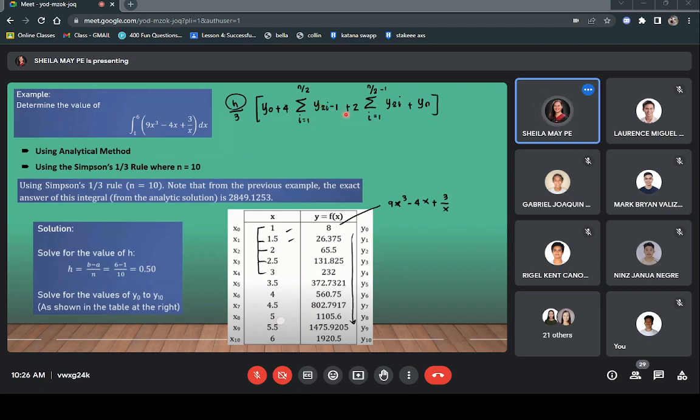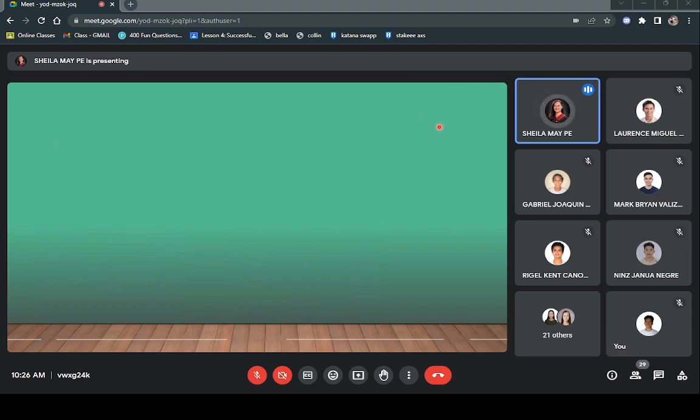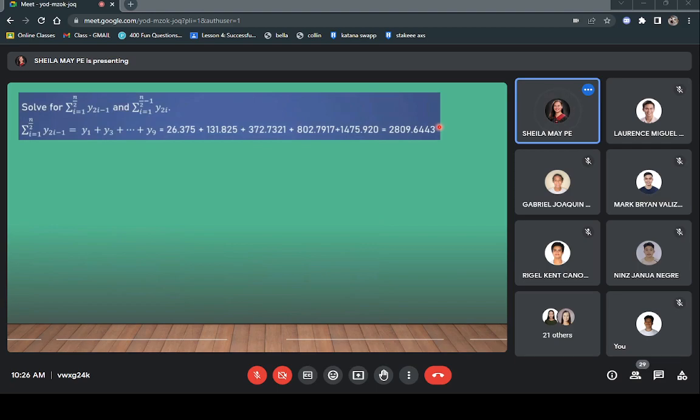Plus 2 times the total for the even in-between bases. The evens from 0 to 10 are 2, 4, 6, 8. Don't include 10, because 10 is y sub n, the right outermost base. After you total y2, y4, y6, and y8, you can proceed with Simpson's rule of integration.